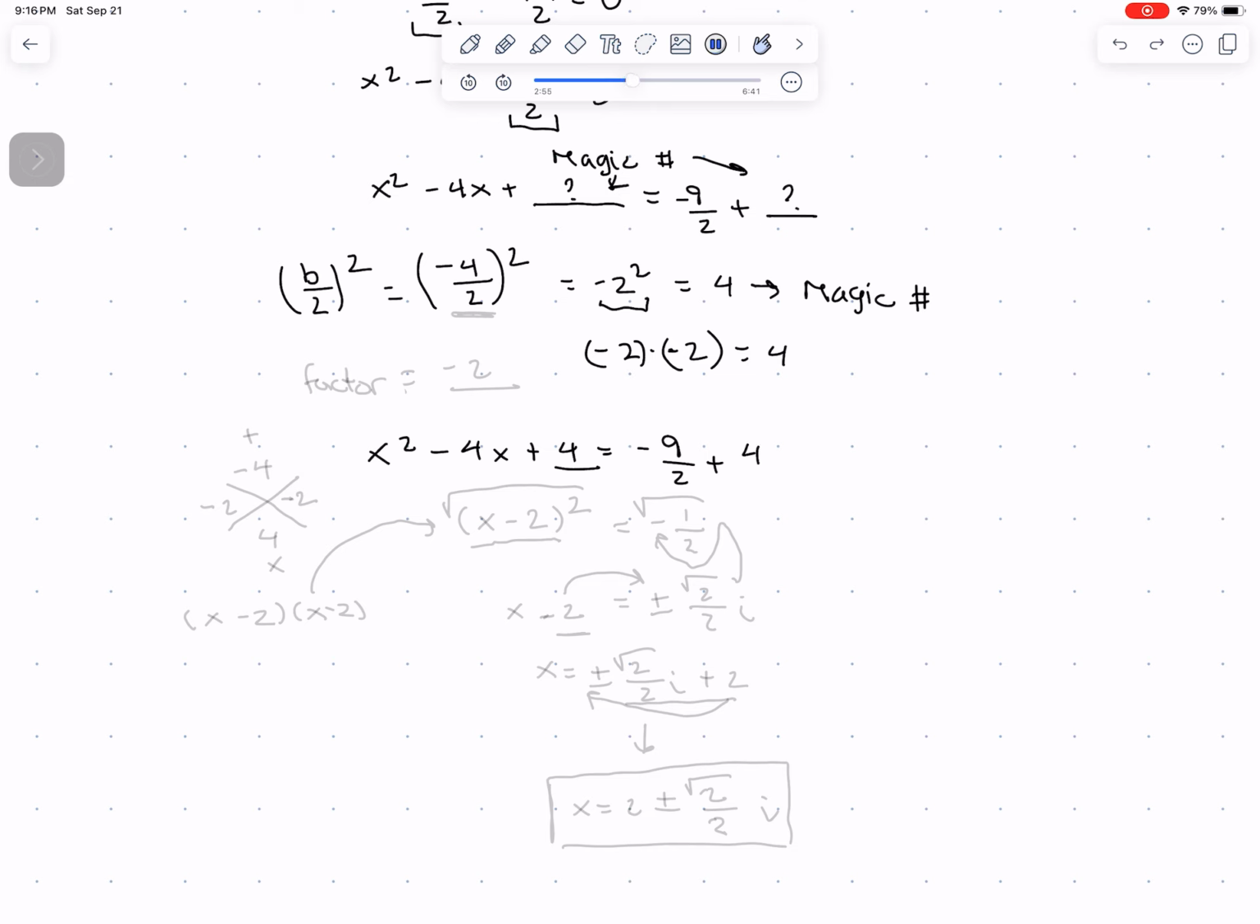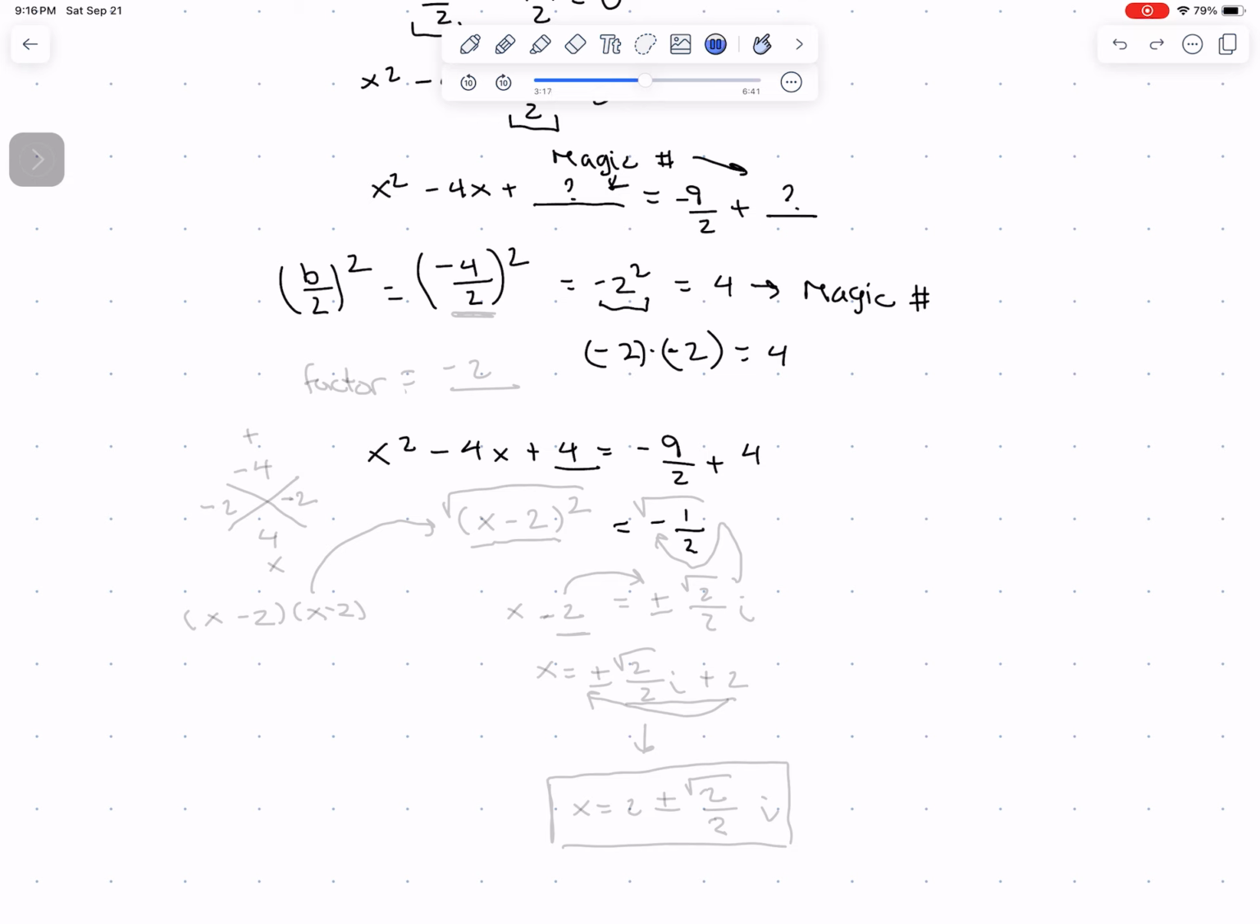Okay, so the next step I want to do is add the right-hand side. I'm just going to use my calculator because that's a lot faster. Negative 9 over 2 plus 4. That's negative 1/2. So this is why having a calculator is really important for this. Now, the next part is super easy again.